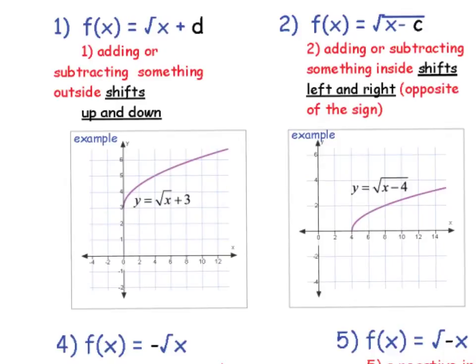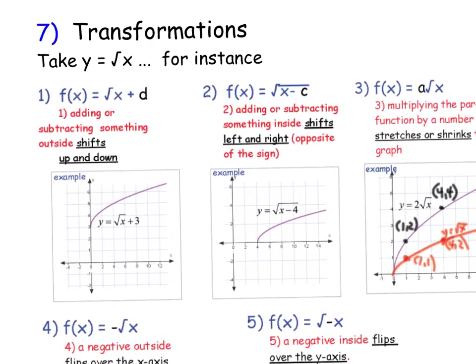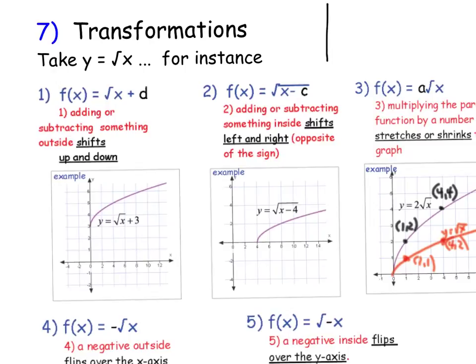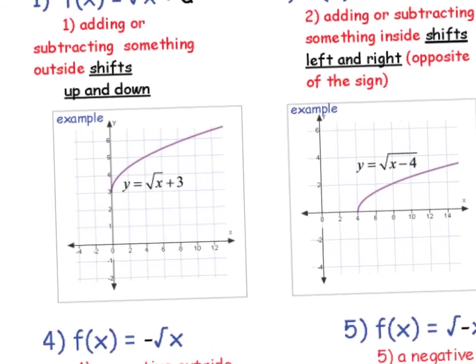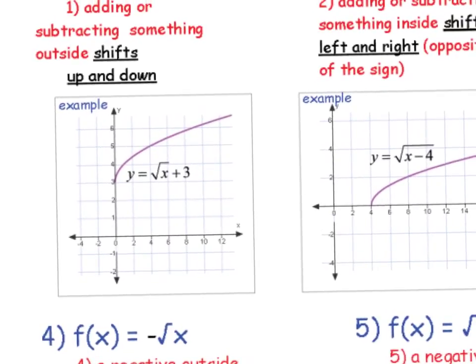So looking at this, if I add or subtract something outside, it shifts the graph up and down. So for instance, if I look at root x, the parent graph, which I should probably show what that looks like, the parent graph of root x starts at 0, 0, and kind of goes up in that manner. So when I look at a graph here, where I take root x plus 3, well, it still looks exactly the same, but instead of starting at 0, 0, like root x does, it shifts up 3.